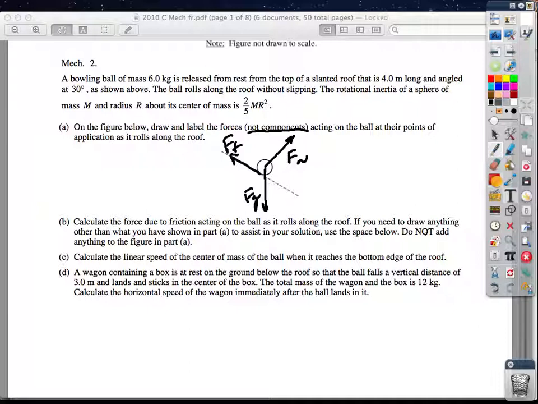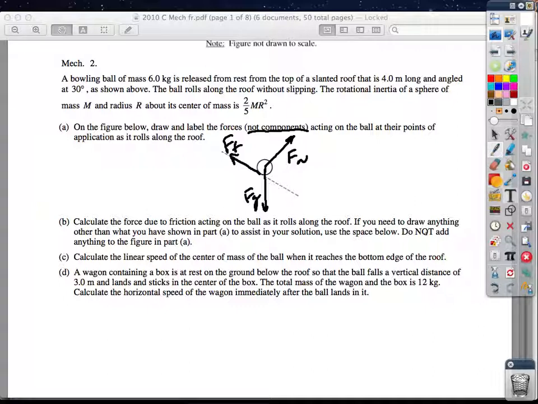You mean like rolling friction? Well, you would say that the friction here is causing the rolling, and that's why the problem says it rolls without sliding, because otherwise you would have to include sliding. So this is rolling.